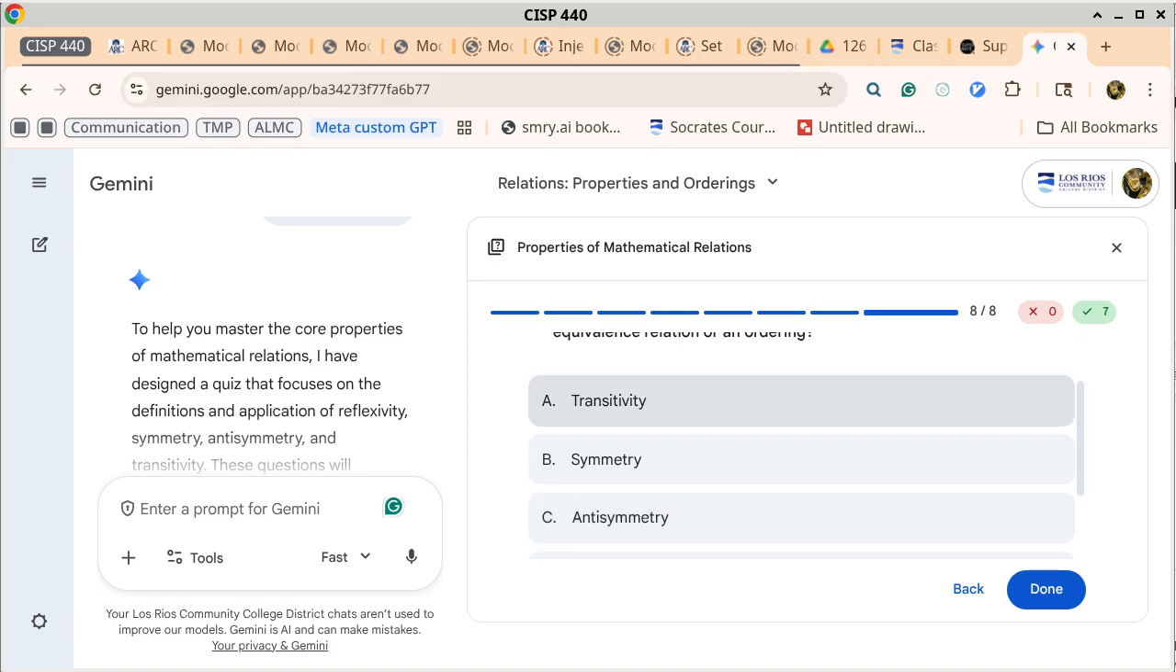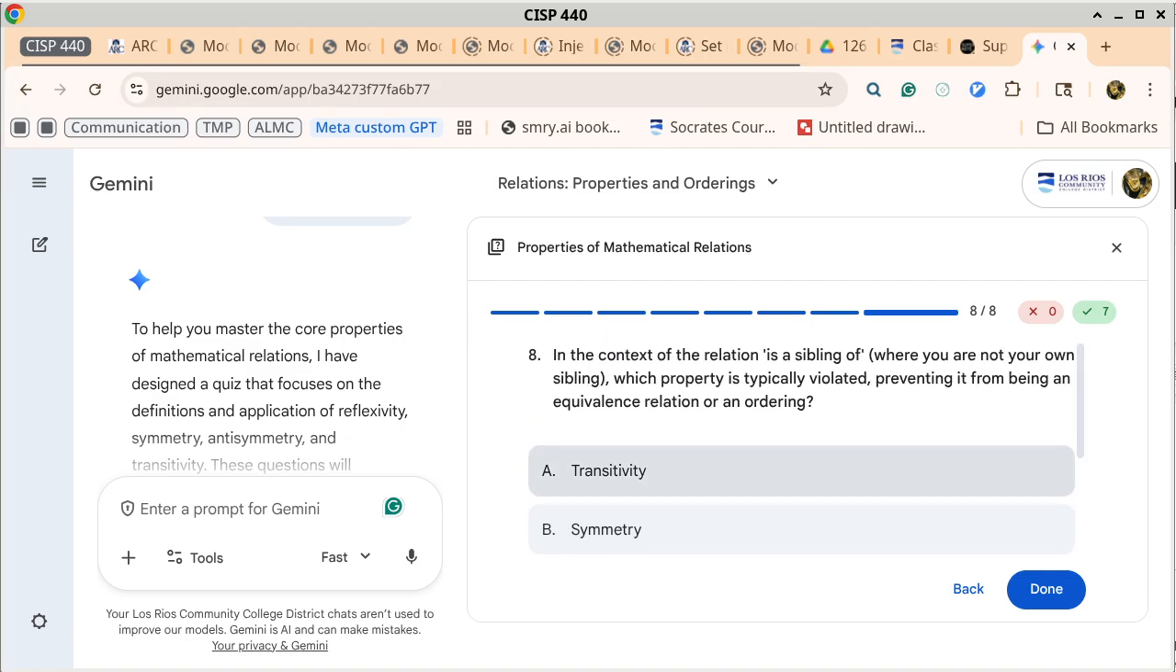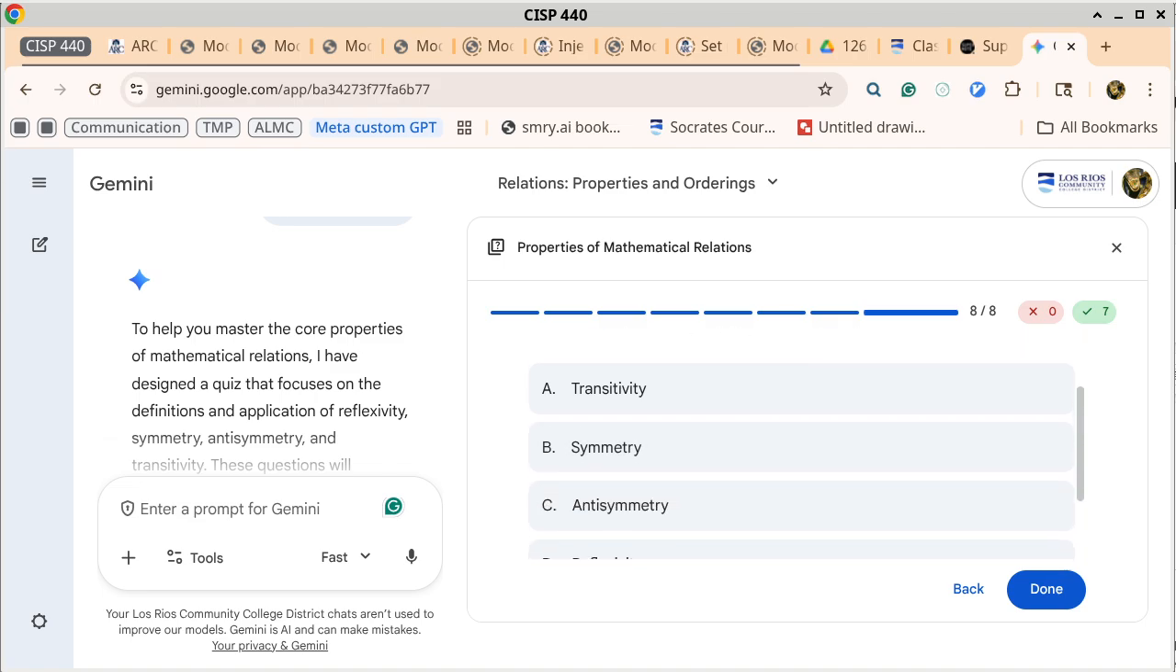All right, let's take a look at each one here. Transitive actually works with siblings. If A is a sibling of B and B is a sibling of C, A is a sibling of C. So that's why transitivity is not the correct answer. I think the answer is symmetry, which means, wait. Symmetry works too, because if A is a sibling of B, then B is a sibling of A. So that actually works.